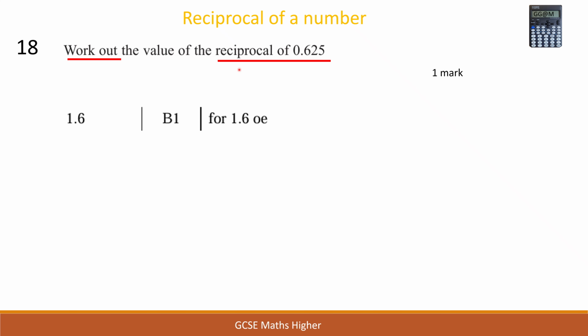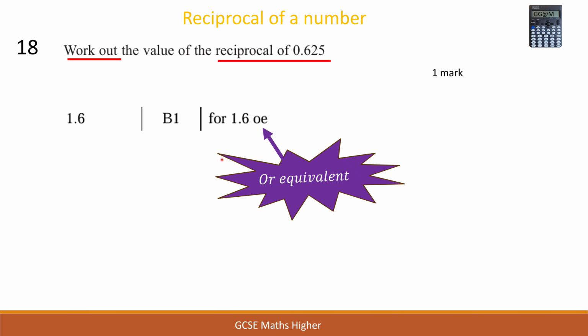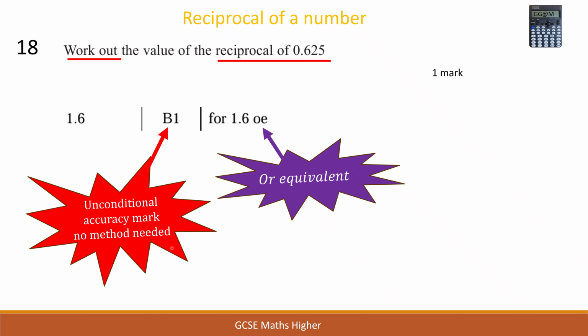Fantastic. So the mark scheme says the answer is 1.6. B1 means a method mark. Without showing your working, you can just write down the answer. The OE means or equivalent. So this means you've got no method work needed for this. Remember to work out the reciprocal, it is 1 divided by this number to give you this. So that's what that word reciprocal means. If you need more help, just ask in the comments below and then I can show you how to do it in more detail.